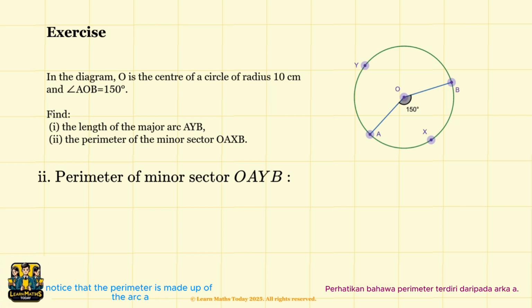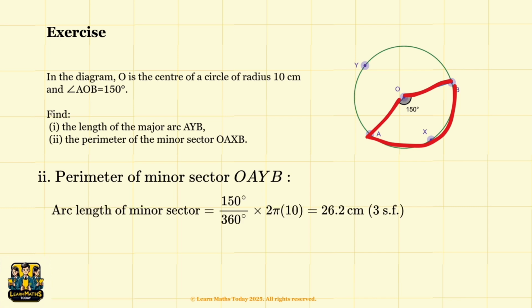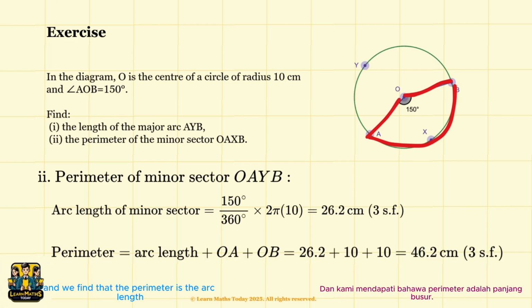Notice that the perimeter is made up of the arc, AXB, and also the two radii. So we can easily find the length of the minor arc by taking the arc AXB with the angle 150 over 360 times 2 pi times 10, which is the formula we already know. And we find that the perimeter is the arc length plus the two radii. Easy.